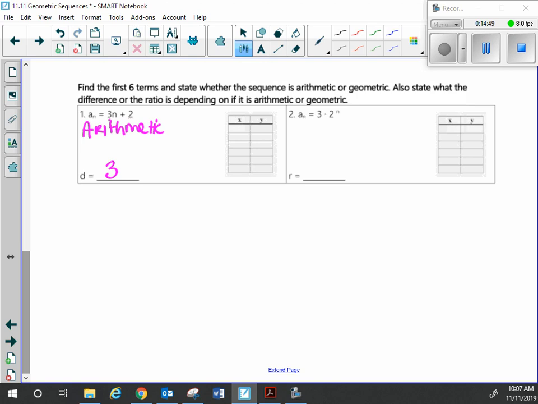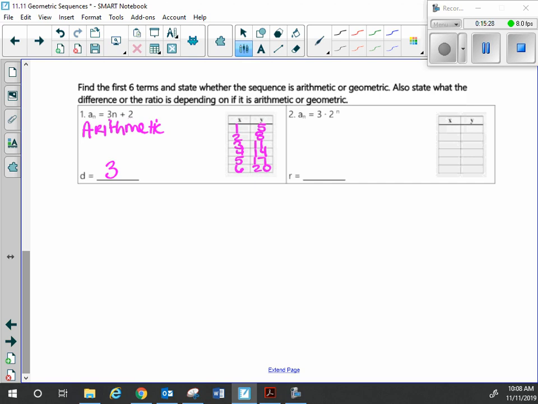Plug it in as n. So my n is 1. If I put in 1 for 3n plus 2, what is my first term? 5. So my second term would be 8. My third term, 11. My fourth term, 14. It's plus 3. 17 and 20. Very good. Now, I said that that was the simplified form, it's not the expanded form.